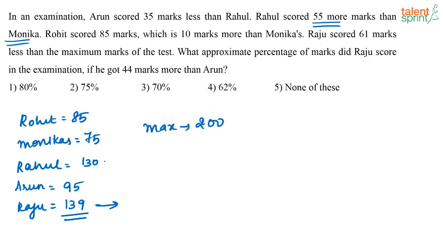So what is the score percentage that Raju has got? Raju has got 139 by 200 into 100. Yeah, that is approximately 70%. See, if this number was 140, then you know it is 140 by 2, that is 70. So 139 is close to 70. Take that as your answer.